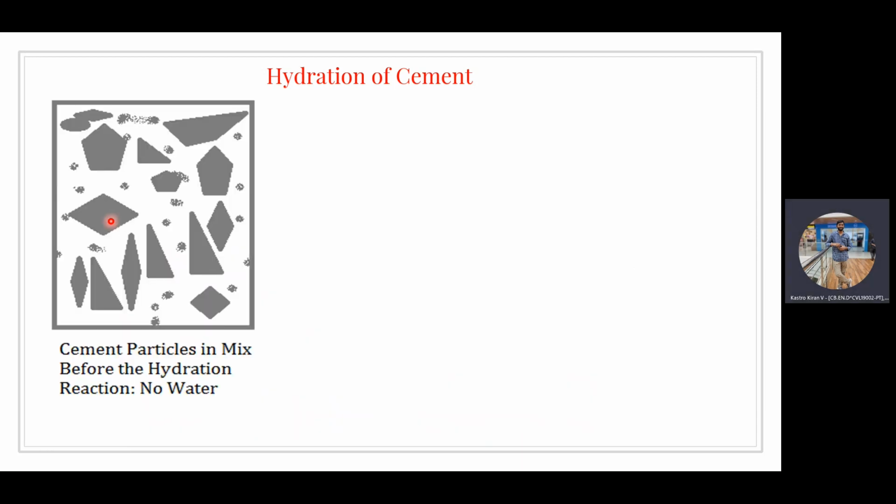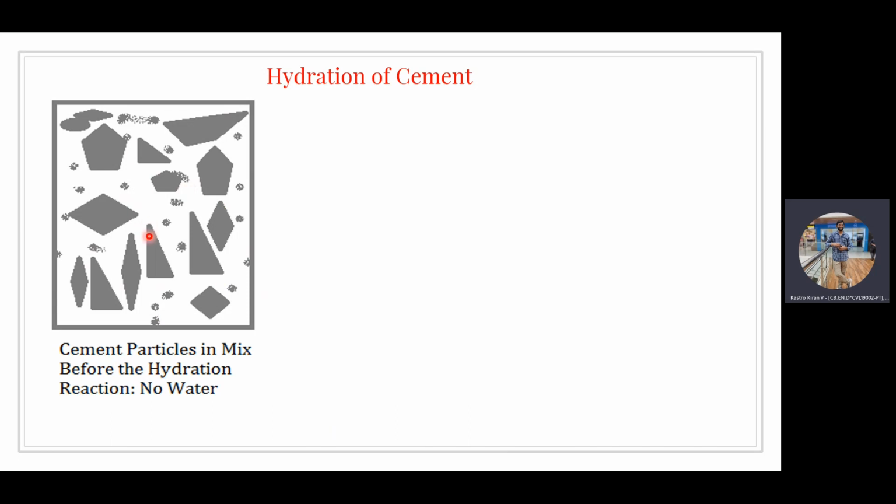Now, let's understand that in a pictorial view. Here you can see the cement particles are available, and there is no water here. All the white spaces are the voids or empty spaces between the cement particles. All the gray color materials are the cement particles. This is the cement powder, in general.